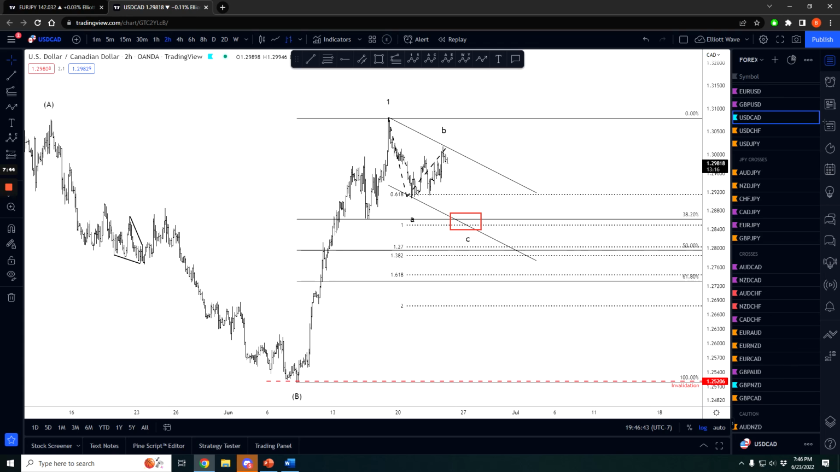And like I mentioned, the wave principle is by far our most favorite technical analysis tool here at Parallax.